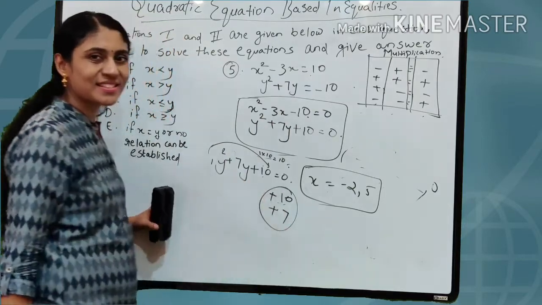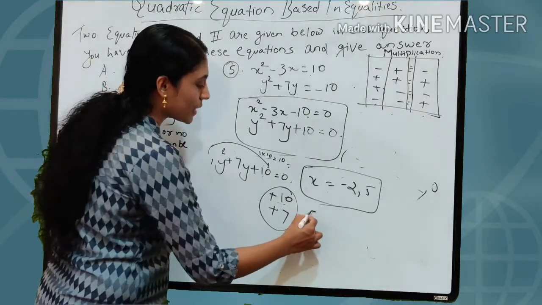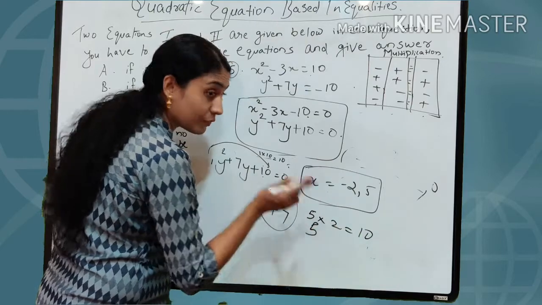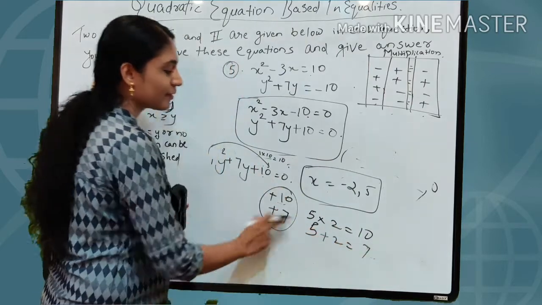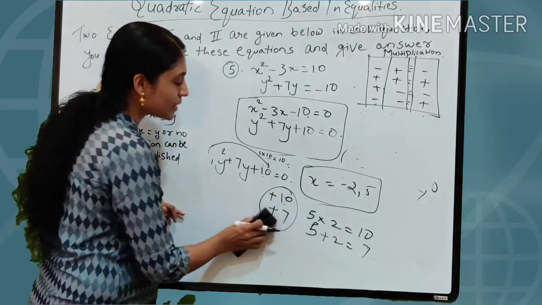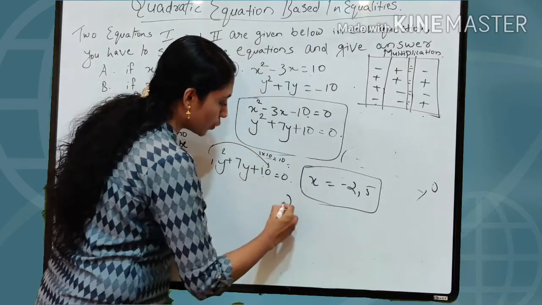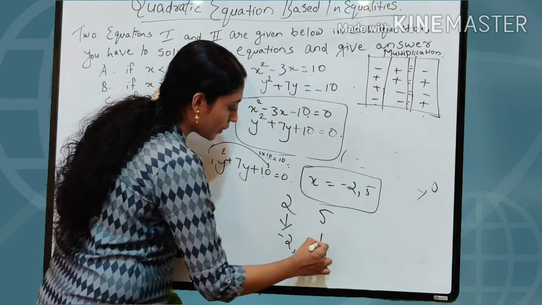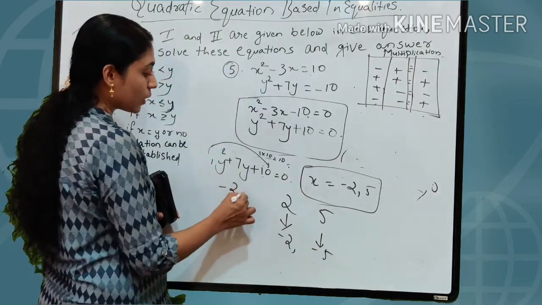So which are the numbers? Yes, 5 and 2. Because when we do plus 5 into plus 2, 5 into 2 it is plus 10. When we add these two numbers, 5 plus 2, it is plus 7. See, simple, right? So the numbers are 5 and 2. We got the numbers 5 and 2 or 2 and 5. Taking the opposite signs, plus 2 becomes minus 2 and plus 5 becomes minus 5. So the required numbers are minus 2 and minus 5.